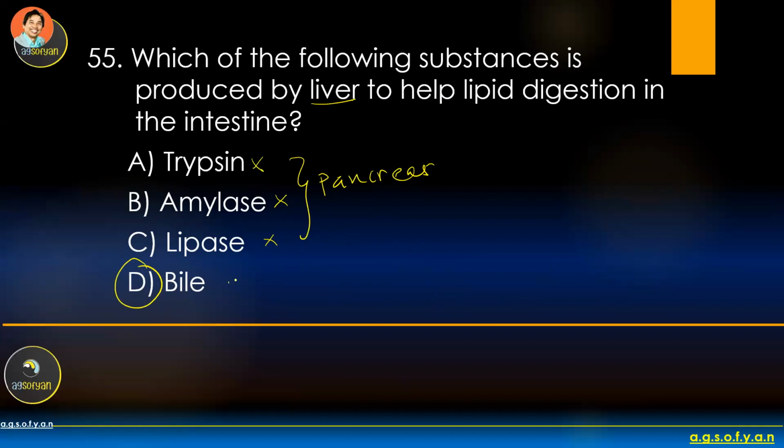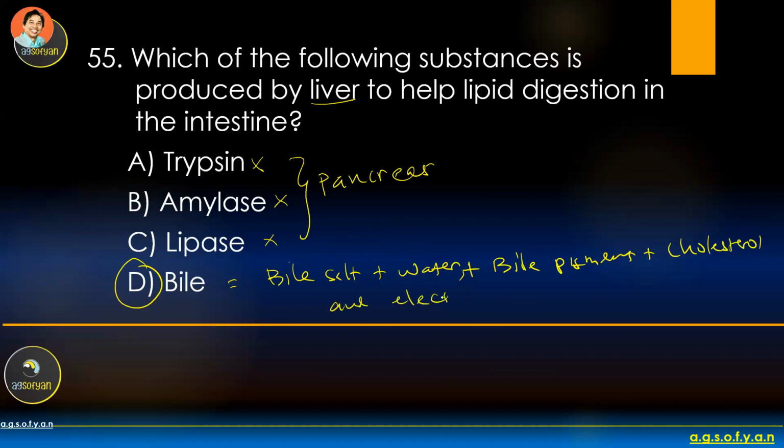And this bile consists of bile salt, water, bile pigment, cholesterol, and electrolytes. Okay, there are several constituents of bile. The one that really helps lipid digestion is called the bile salt. Okay, this is the component of bile that digests lipids.